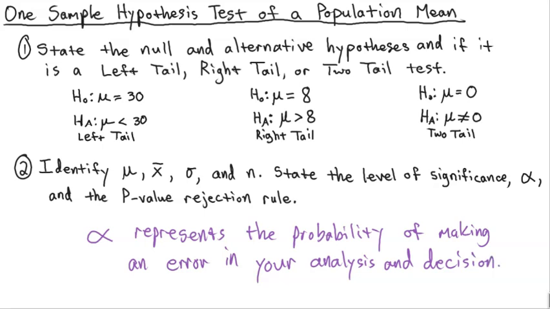Now, again, there is so much I could say about it right now in terms of error. First of all, alpha is not the only kind of error. There's also beta error.